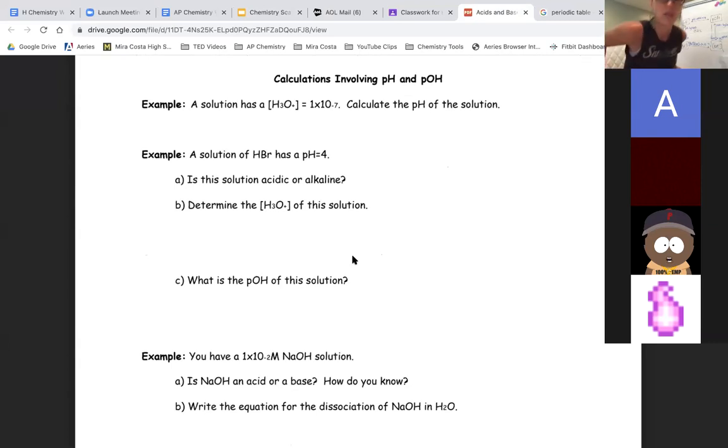So first example: a solution has a hydronium ion concentration of 1 times 10 to the negative 7 as an exponent. Calculate the pH, okay? So I've given you hydronium, and I'm asking you for pH. So I'm going to use the fact that the pH is going to be equal to the negative log of my hydronium ion concentration, 1 times 10 to the negative 7th.